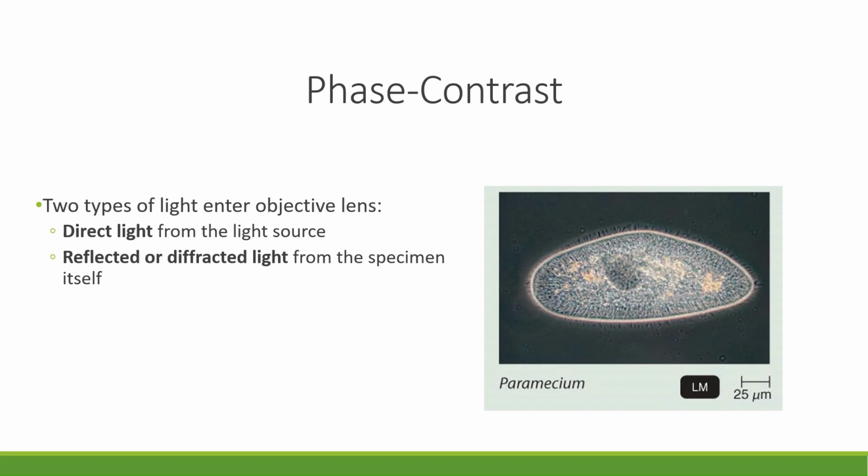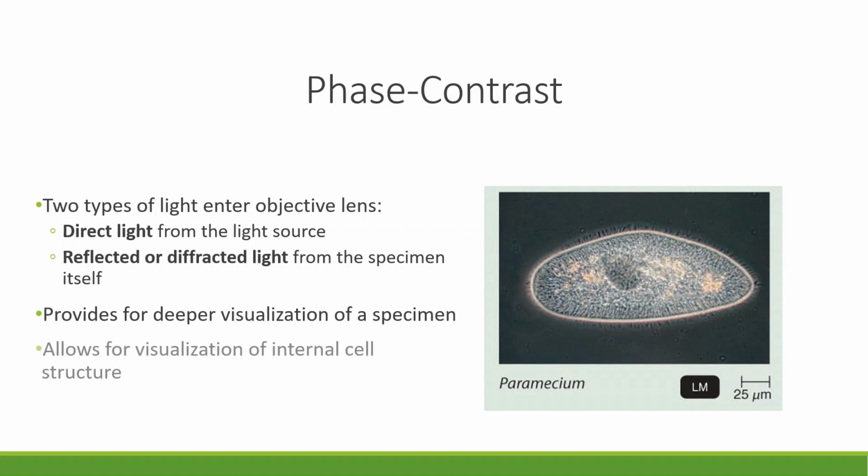Generally, there's no need to fix or stain specimens with phase contrast microscopy, and it provides very deep visualizations of the specimen. This technique allows for much better visualization of internal cellular structures as well. You can see that these internal structures have much more contrast and tend to pop out a lot better compared to bright field or dark field microscopy. We're not going to get into too much detail about how phase contrast microscopes work, but suffice it to say that by manipulating the phase of light waves, the microscope amplifies this image, creating a deeper and richer visualization.